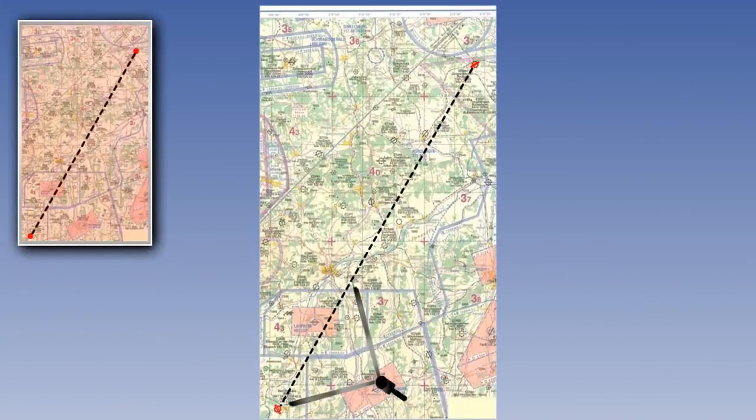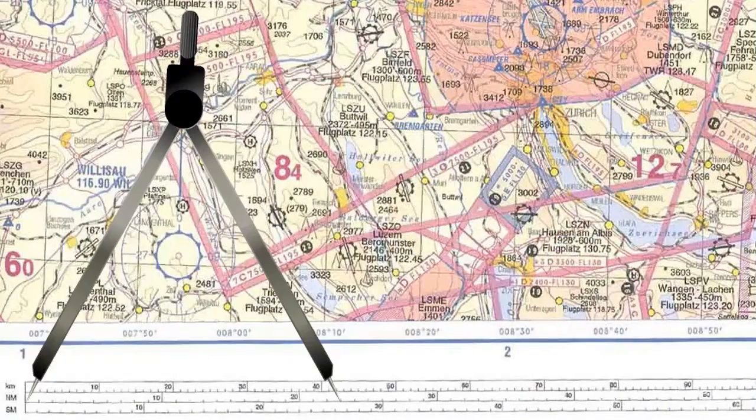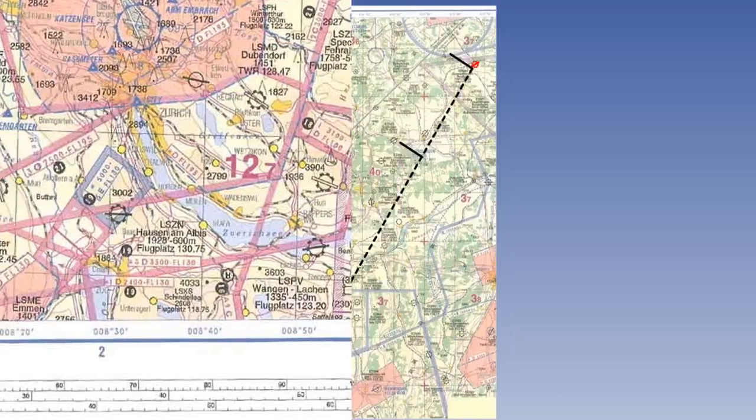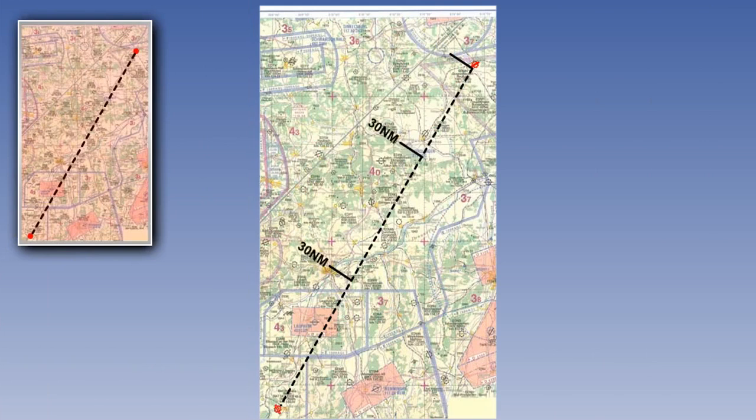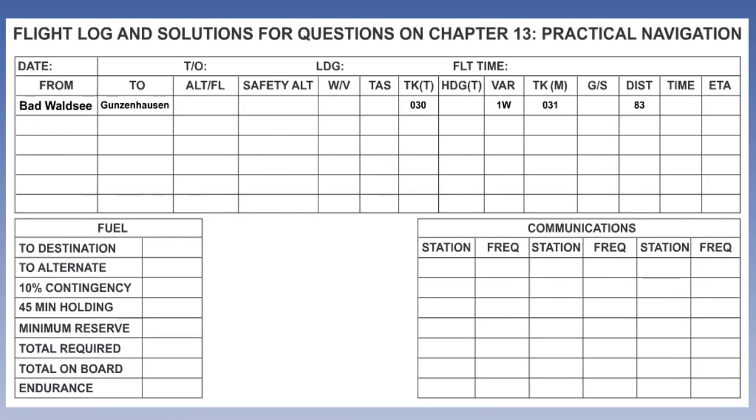Take the dividers, being careful not to change the distance, and start measuring along the track line you have drawn by marking 30 nautical mile arcs. On the last part of the track, adjust the dividers to measure the remaining distance. Then, take that measurement to the scale at the bottom of the chart. It should show a distance of 23 nautical miles. So in total, you have done 2 sections of 30 nautical miles and 1 section of 23 nautical miles, giving a total track distance of 83 nautical miles. Enter this in the flight log.